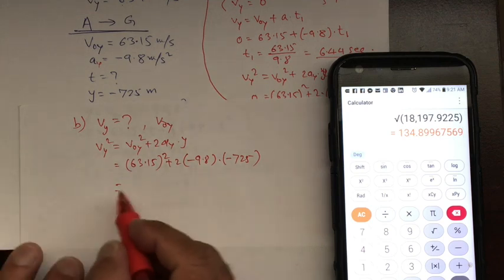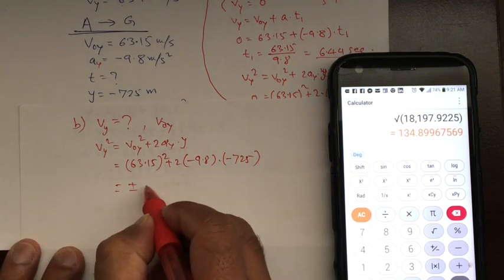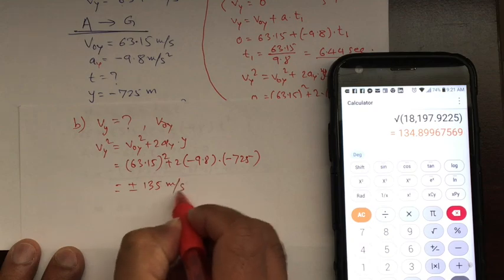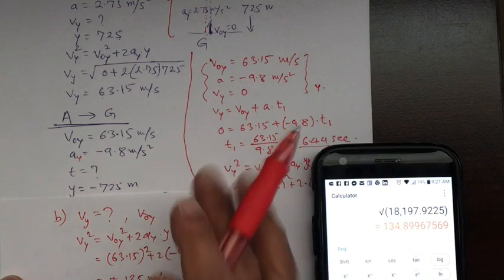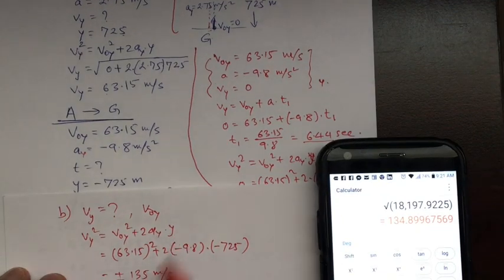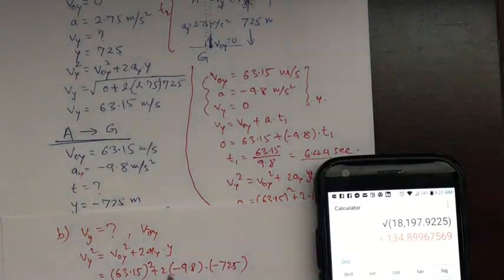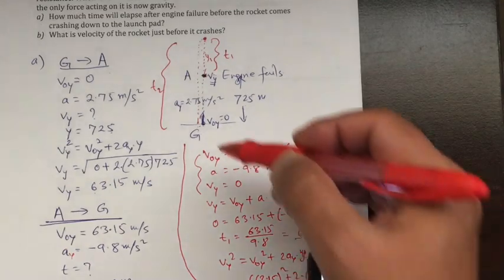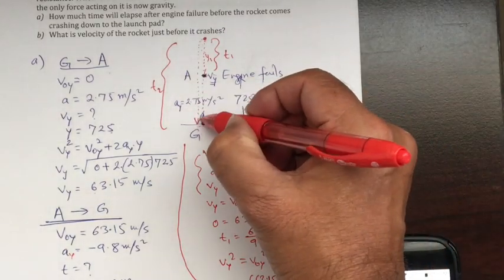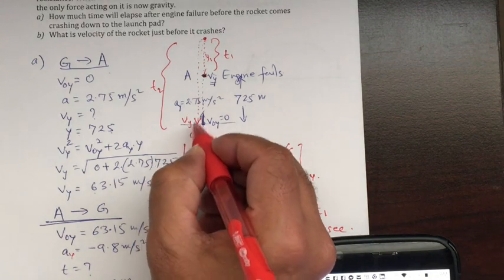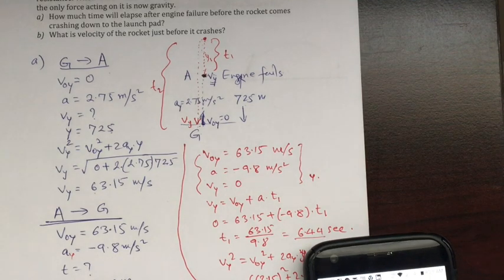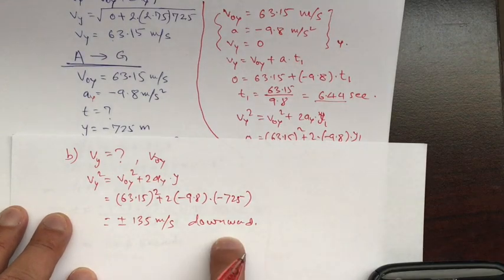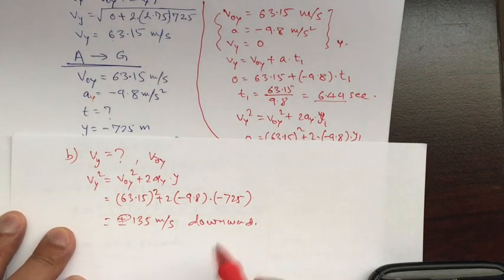By the way, here's the trick. Vy is actually plus or minus 135 meter per second. Now you take minus here. The reason is, since it's going down, the velocity will be negative, and your positive is discarded. Since it's going down at this point when it falls, your final velocity Vy is going down. So the negative is downward. You can write it downward, or just discard the positive, only negative.